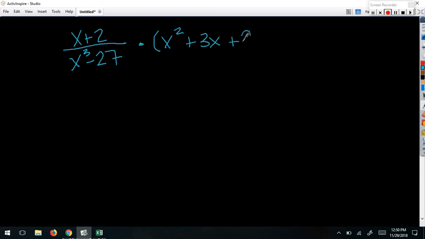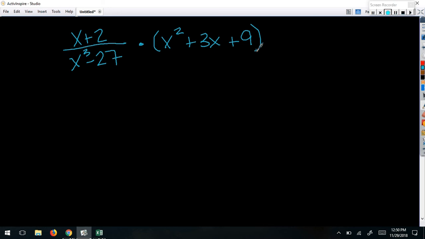X minus 3, X plus 3. No. Sum and difference of two cubes is completely different from difference of two squares. All right, I'm going to write a little pattern up here. Is it minus plus minus? Yeah, it's same change plus.